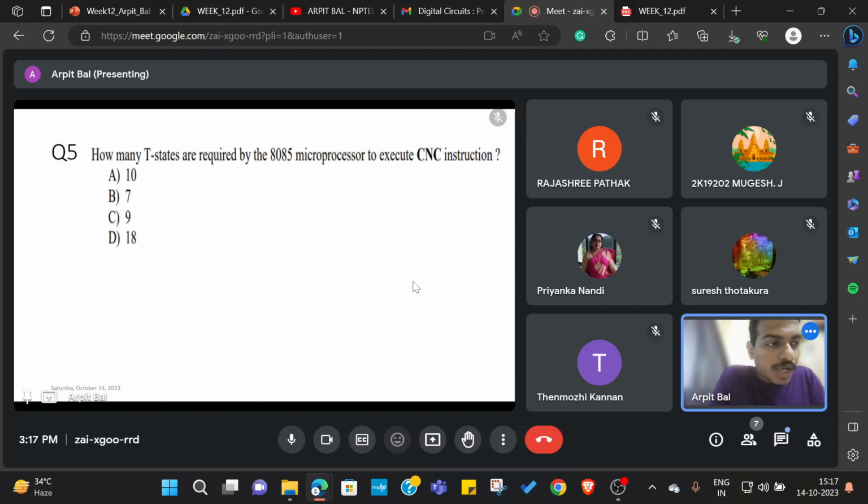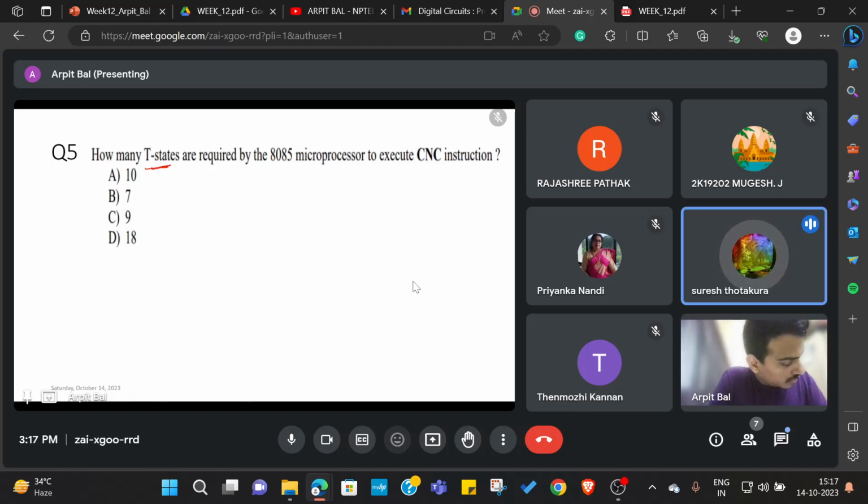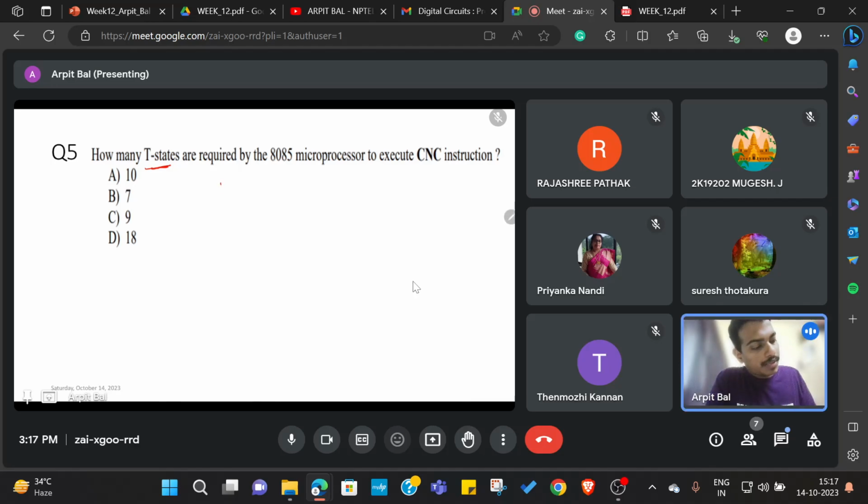Okay, so question 5 and question number 6 are linked. Can anyone tell me what a T state is? We discussed the T state in our previous session. If I say this instruction takes one T state, what does it mean? How do I convert one T state into a time unit? One time period is equal to one T state? Correct. Basically one time period is equal to one T state.